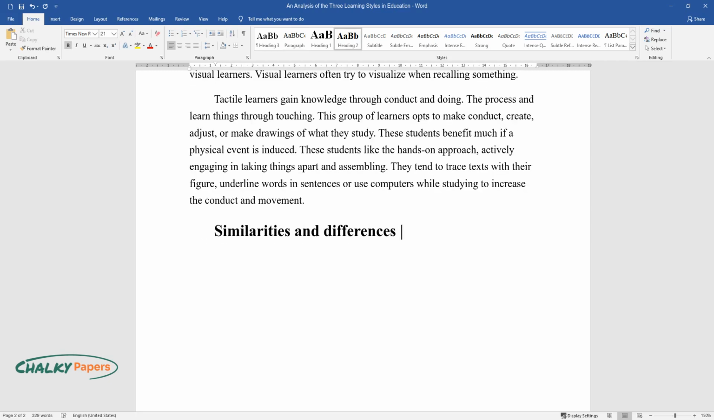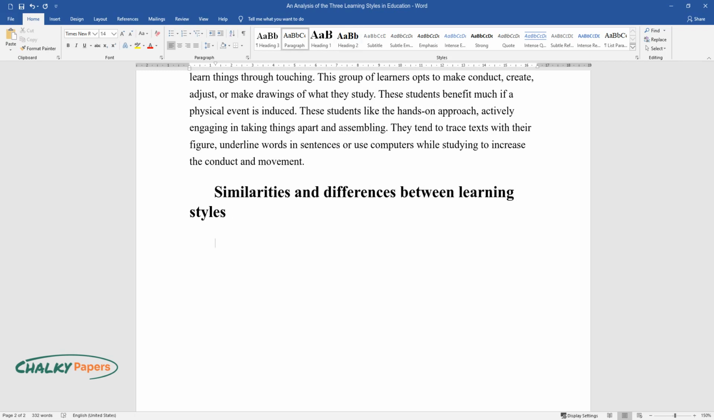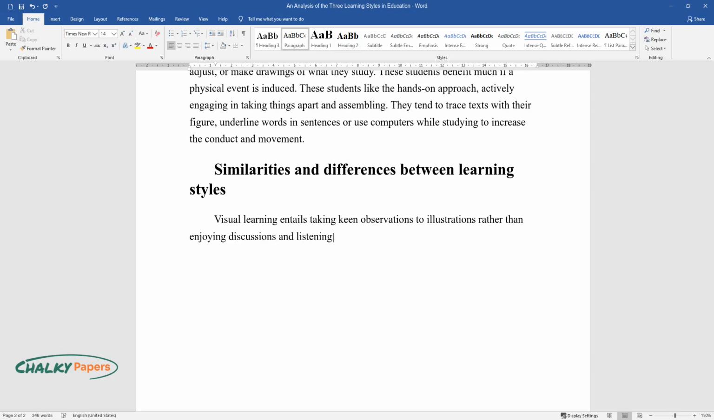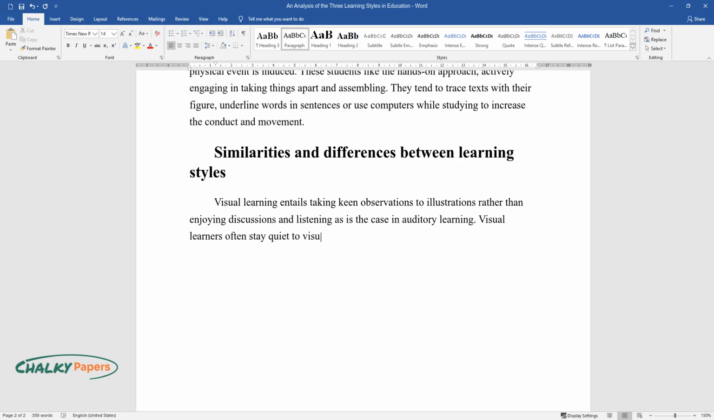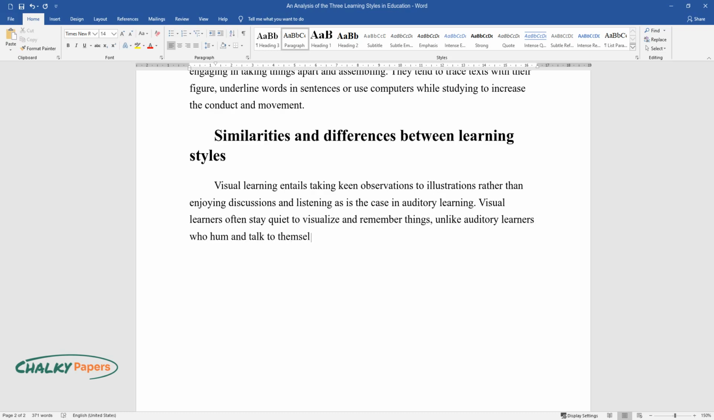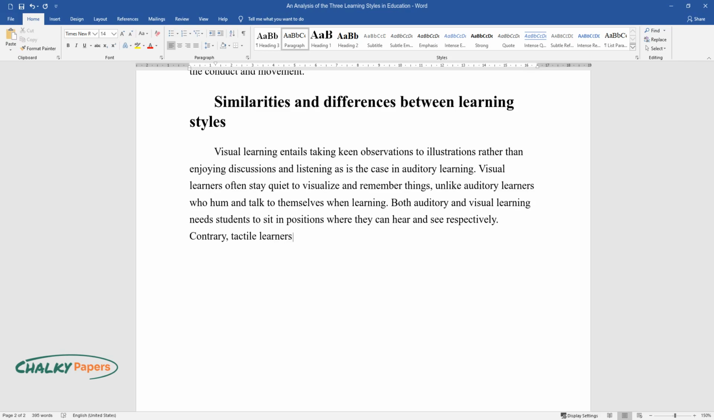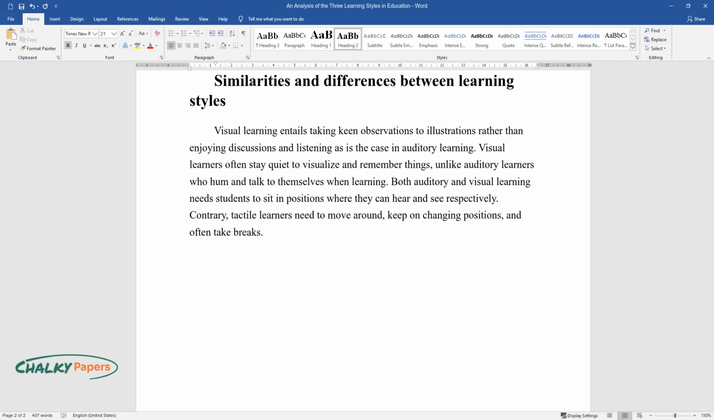Similarities and differences between learning styles. Visual learning entails taking keen observations to illustrations rather than enjoying discussions and listening, as is the case in auditory learning. Visual learners often stay quiet to visualize and remember things, unlike auditory learners who hum and talk to themselves when learning. Both auditory and visual learning need students to sit in positions where they can hear and see respectively. Contrary, tactile learners need to move around, keep on changing positions, and often take breaks.